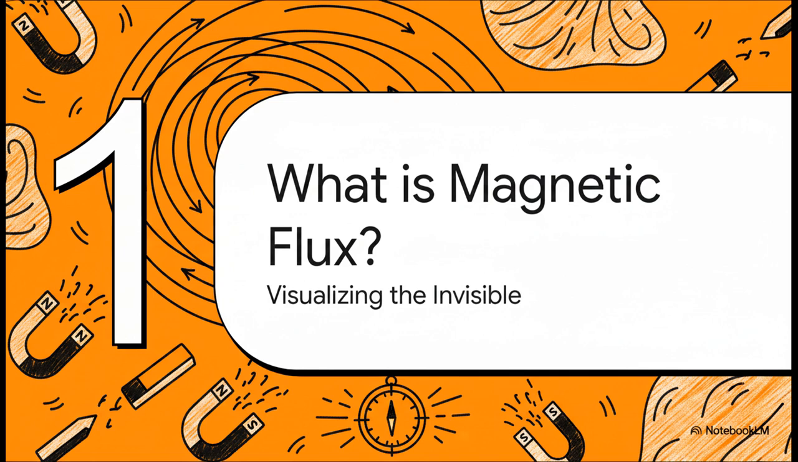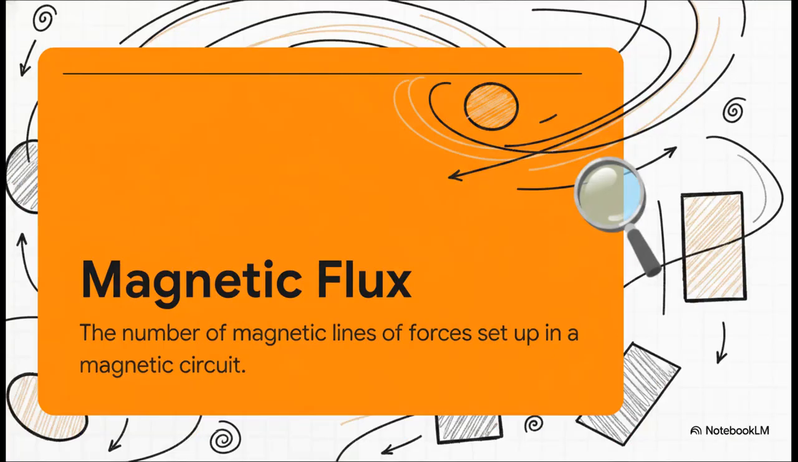Section 1. What is magnetic flux, and how do we visualize the invisible? Let's start with a really clear definition. By definition, magnetic flux is the net number of magnetic lines of forces set up in a magnetic circuit that pass through a given surface. Think of it like a magnetic wind blowing through an open window. The total amount of that invisible wind passing through that specific window frame, that is your magnetic flux.